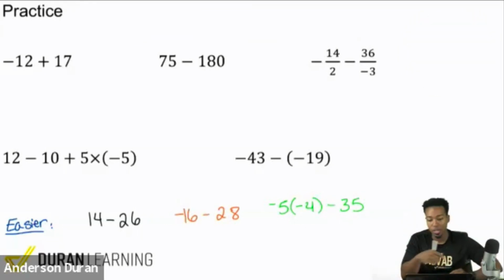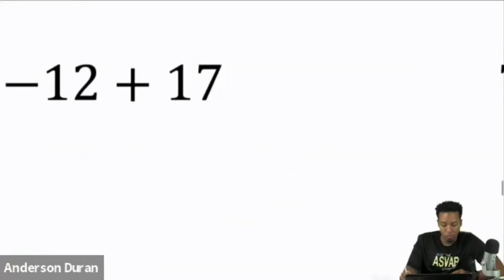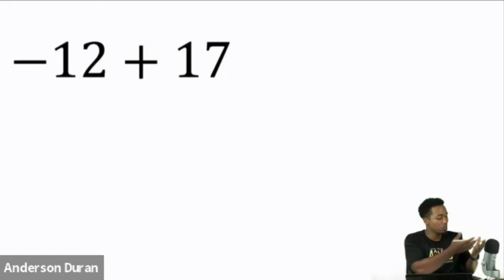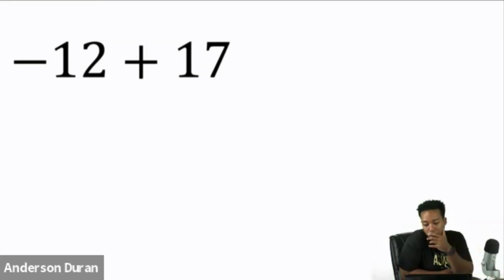So let's go ahead and start from the beginning here. Let's get things done. Negative 12 plus 17. Everybody, what is another way to think about this? If I have a negative 12 plus a 17, in your own words, what's another way to think about this? Go ahead, chat box.